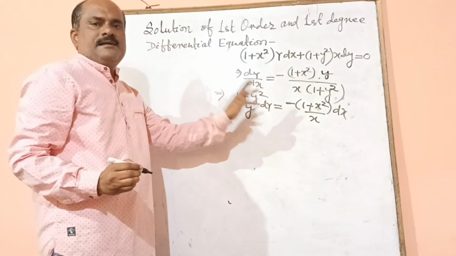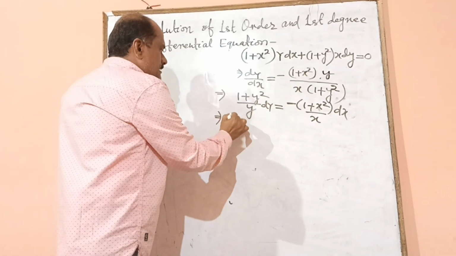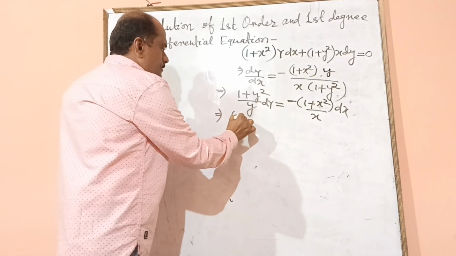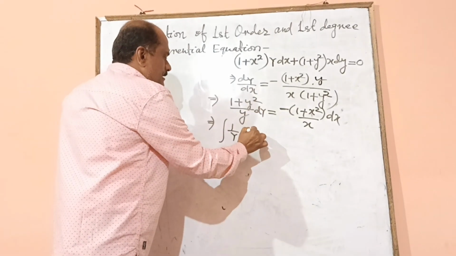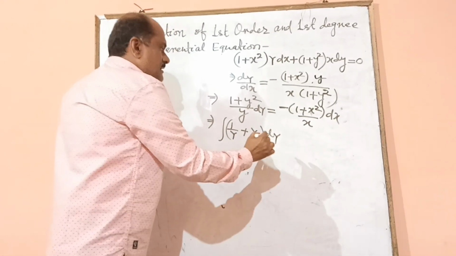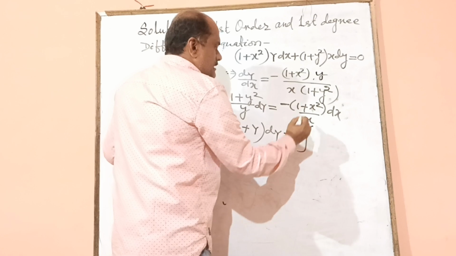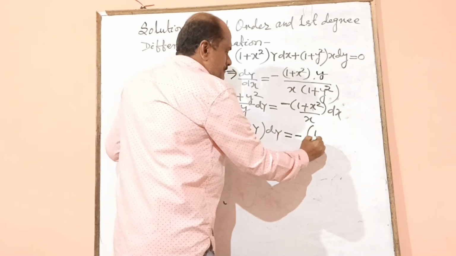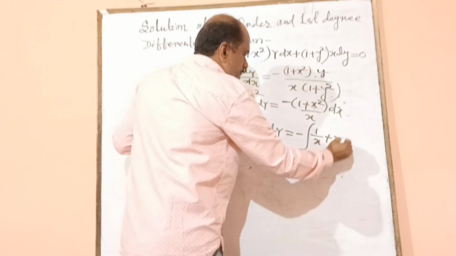Now we integrate both the sides. Implies integration of (1 by y plus y square by y) dy is equal to minus integration of (1 by x plus x square by x, that is x) dx.